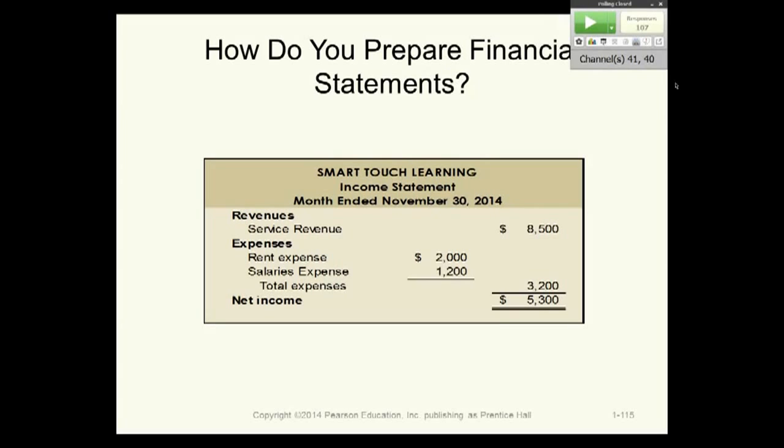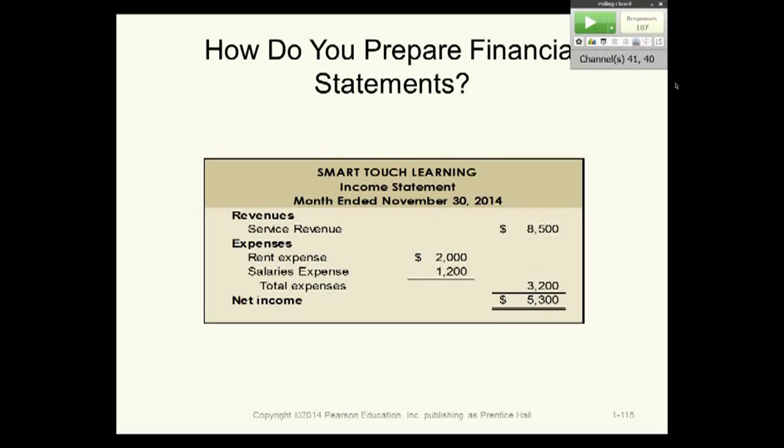So if you remember, if we go back to the accounting equation, we're going to use this accounting equation to recognize the revenues of $8,500, the expenses, we have rent expense, and we have the salaries expense of 1.2. So the net income for the period, for the month, is $5,300.